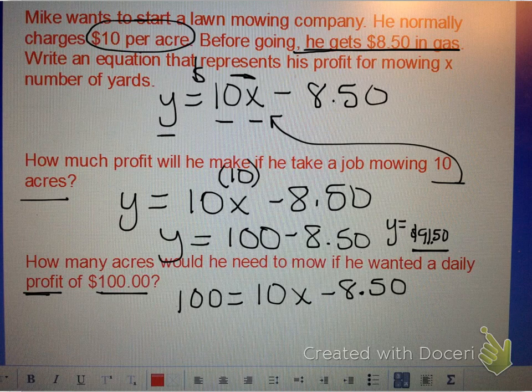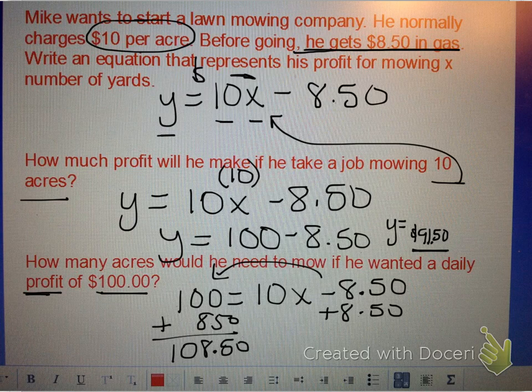All right, so then how would I go about that? Well, I would move this over and solve this equation. So I need to cancel it on the side that it's on. So this would be $108.50, and that would equal 10x. And then I would divide by 10. So this would actually be 10.85 acres.